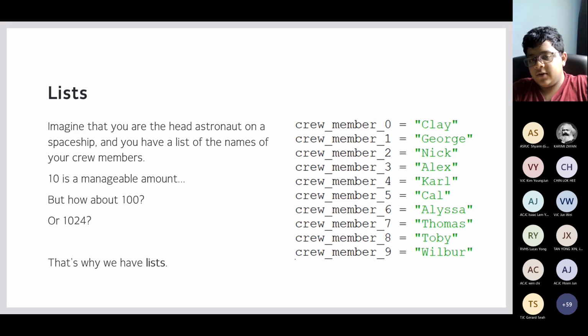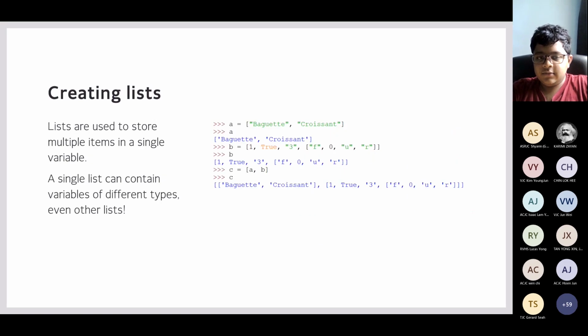So the problem is of course that once you have like 200, 300 people in the list, you cannot possibly keep doing this. This is a very bad programming practice. So that's the idea of lists. So what you can do to create lists is you just need to use square brackets and commas to essentially mask all the values. So for example, if you want to store baguette and croissant into one list, you can just separate them via commas and add square brackets at the start and the end. Then it will just store it as a list.